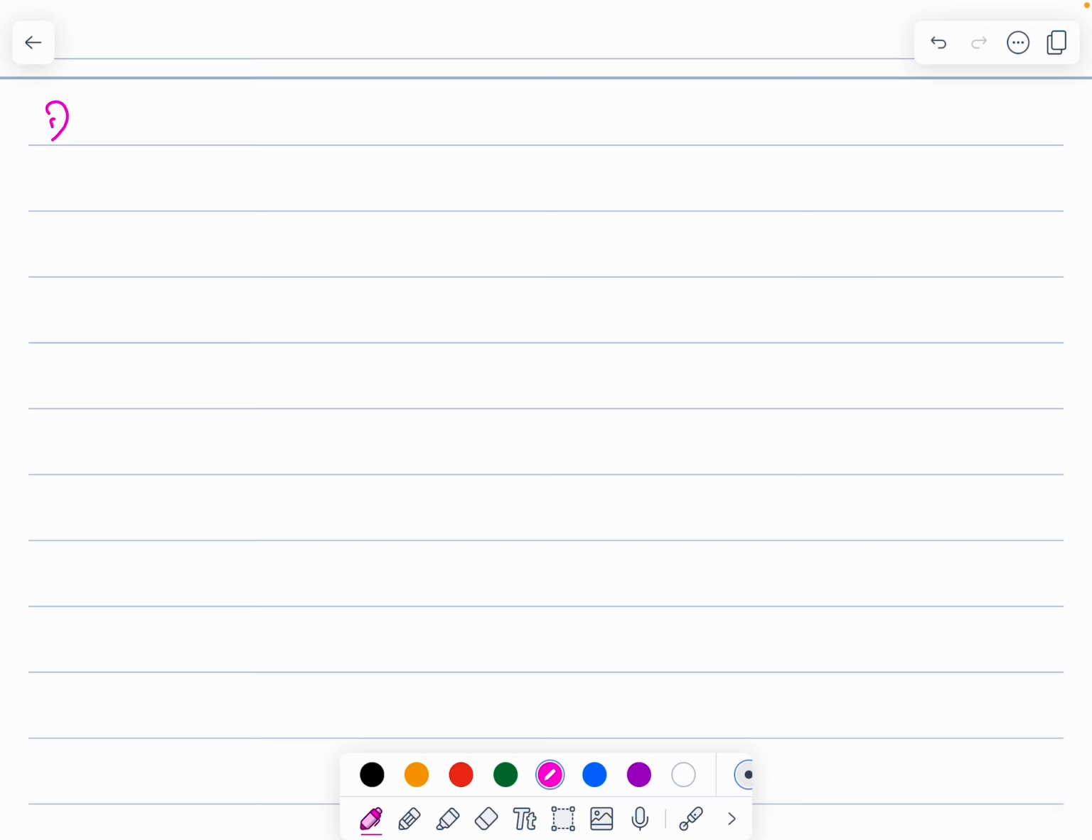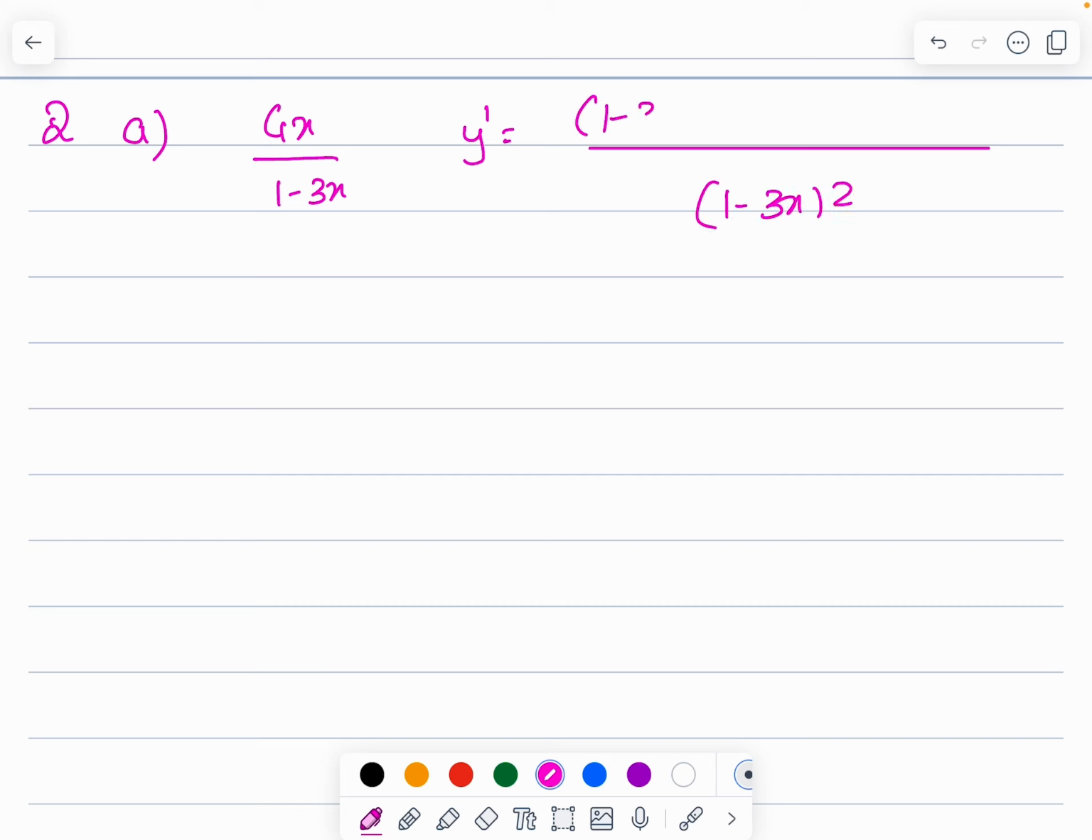Coming to the second question, we'll try a few questions. There are 8 questions under this model. Part A, 4x upon 1 minus 3x. What will be y prime? 1 minus 3x whole square below. Then 1 minus 3x as it is, times the derivative of 4x, which is 4, minus 4x as it is, times the derivative of 1 minus 3x, which is negative 3. When you simplify this, I am directly writing the answer. It should be 4 upon 1 minus 3x whole square. That is part A.